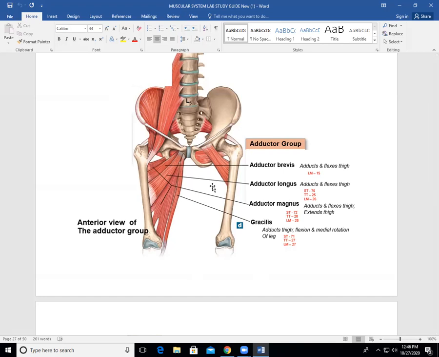This one's probably going to be easiest to see on the leg models. If you got a leg model and it's standing up, you might want to take it off the stand. It might be easier to see those muscles that way.